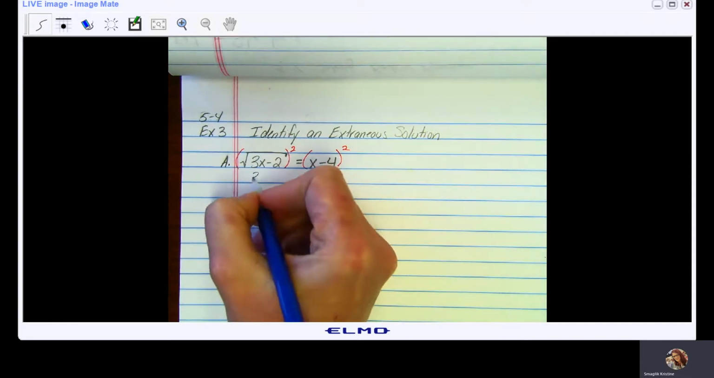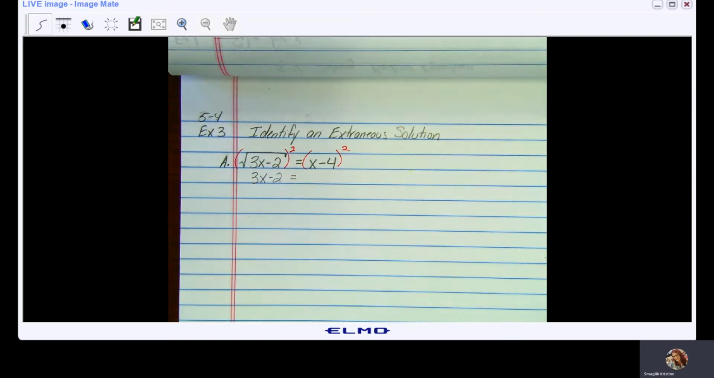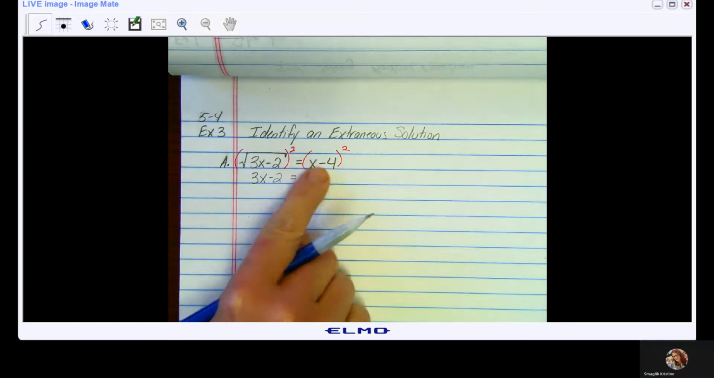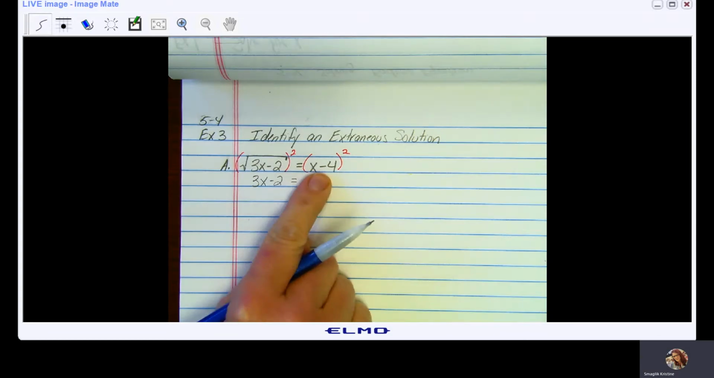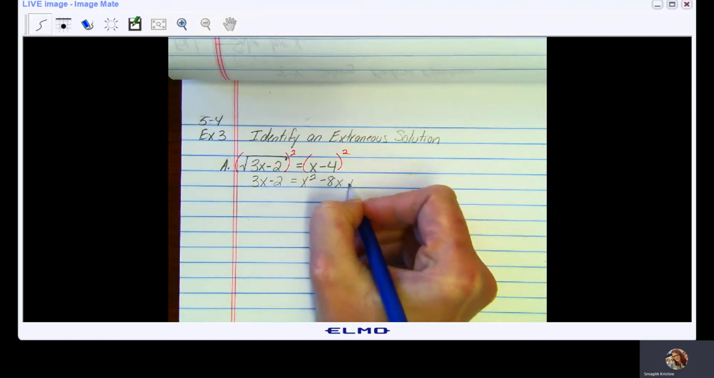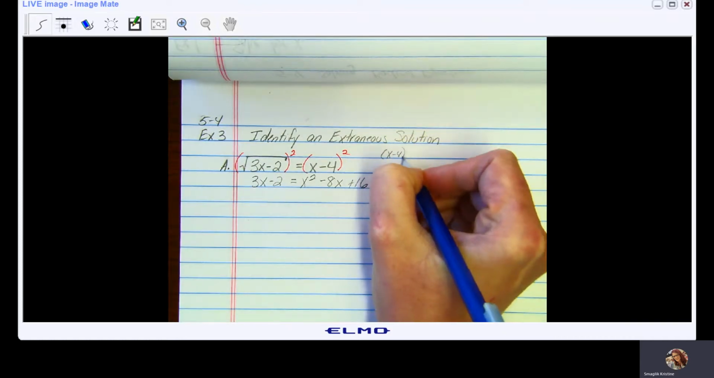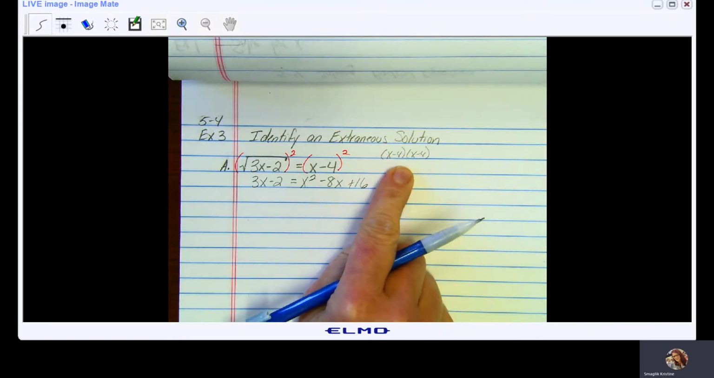I am now left with 3x minus 2 equals, and I'm going to go ahead and expand x minus 4 squared. Remember, this is a perfect square trinomial. This is one of your polynomial IDs. So this breaks down to x squared minus 8x plus 16. And if you don't remember that polynomial identity, don't forget you can still just go x minus 4 times x minus 4 and go ahead and FOIL that out.